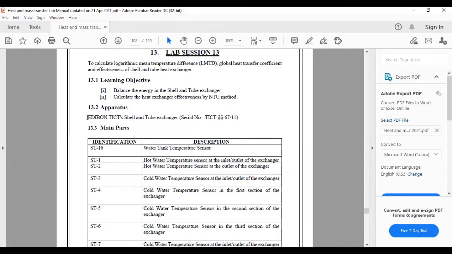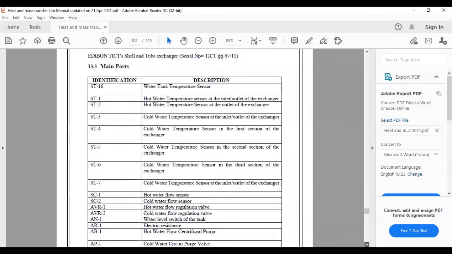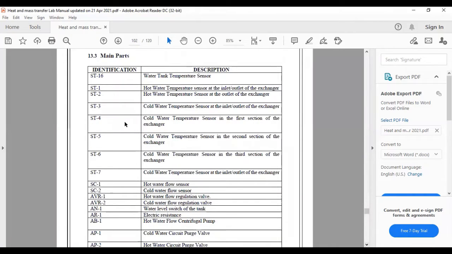Now we will use the Edibon shell and tube heat exchanger. Its serial number is TICT 67/11. Before explaining the heat exchanger, I would like to tell you that on this heat exchanger we have different kinds of sensors. A heat exchanger exchanges heat from hot water to cold water. So when hot and cold water flow through it, the heat will transfer from the hot side to the cold side.